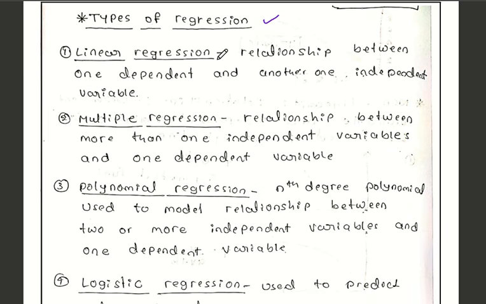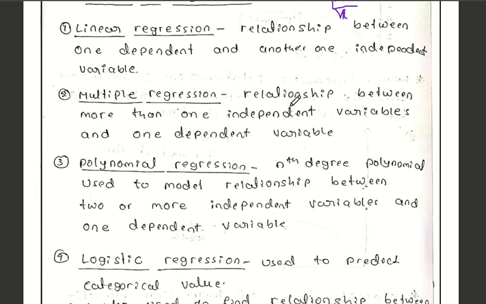First one is linear regression. Linear regression is a linear relationship between one dependent and one independent variable. You saw the x and y graph previously. Whenever x increases, y also increases. So sorry, x is independent and y is dependent. However you take the relation, it goes in a linear way.